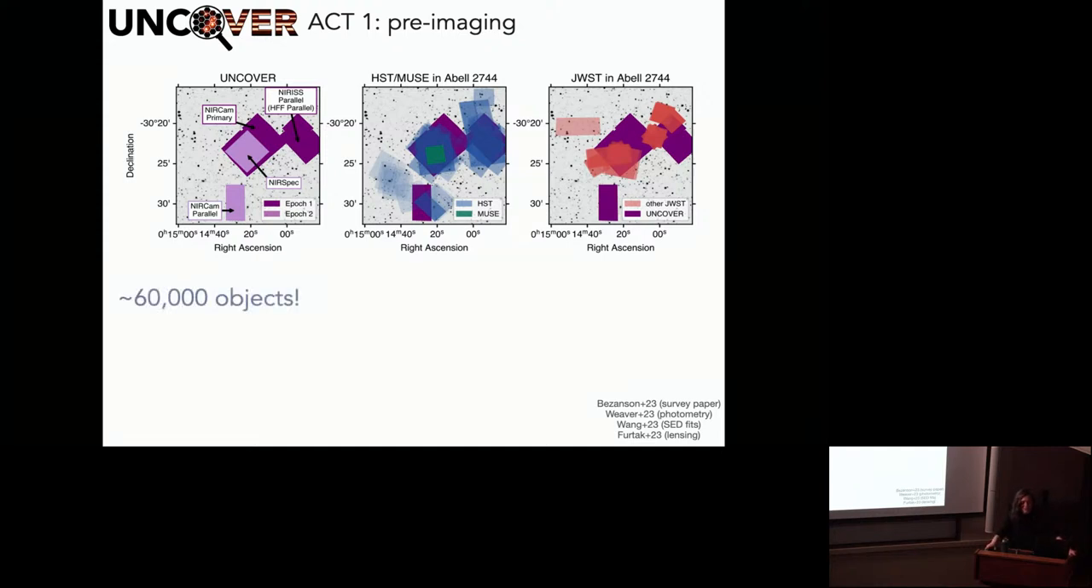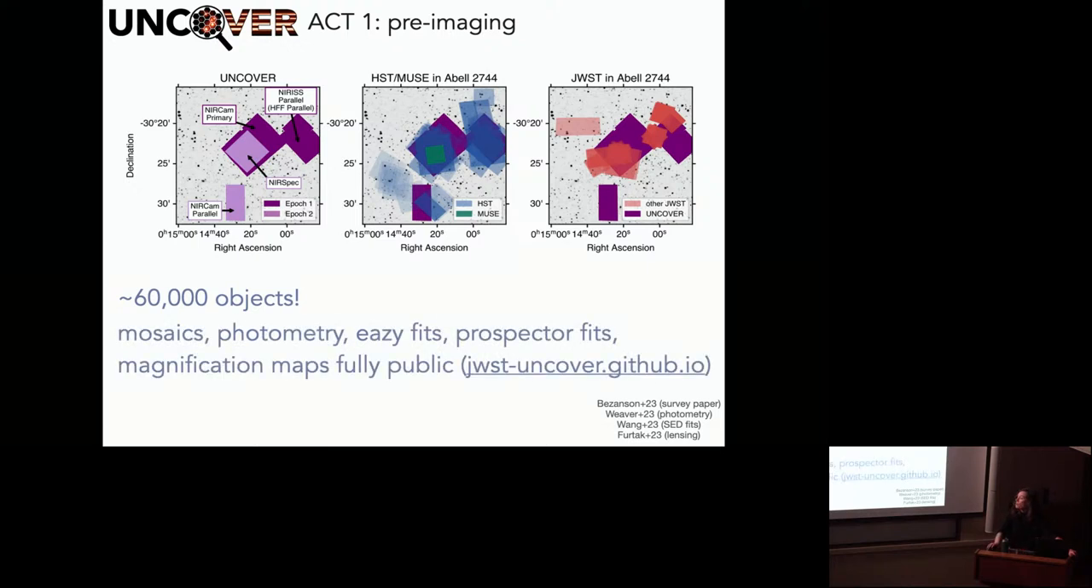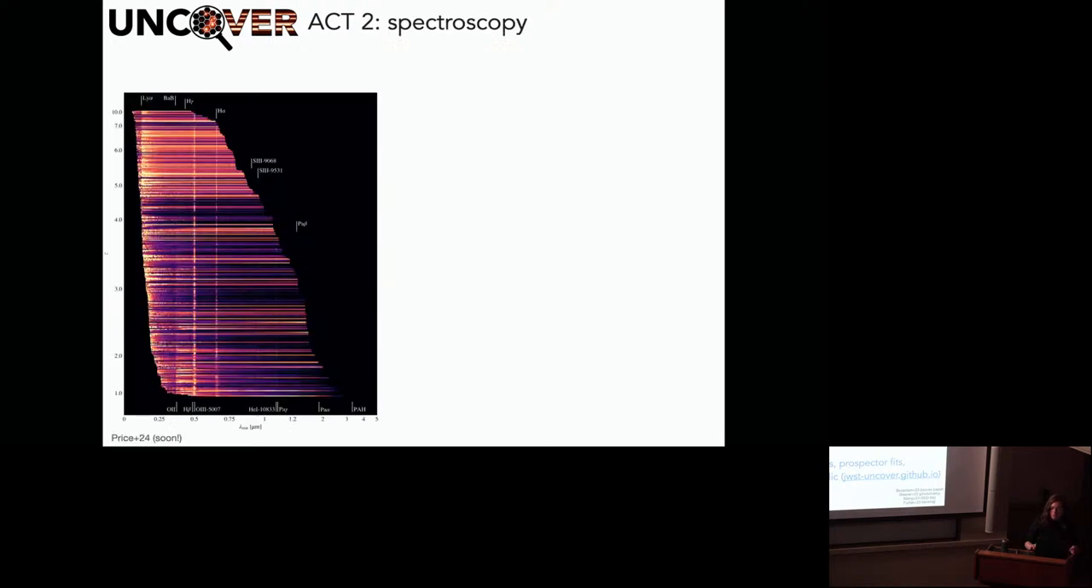So there's something like 60,000 objects in our first catalog. And all of this is totally public. So I think most of you are probably theorists given this audience, but if you want to play with data, everything is there. So all of the mosaics, the photometry, EAZY fits, Prospector fits, magnification maps for the cluster are all on our website, and I'm happy to guide people through the data products if you're interested in using them.